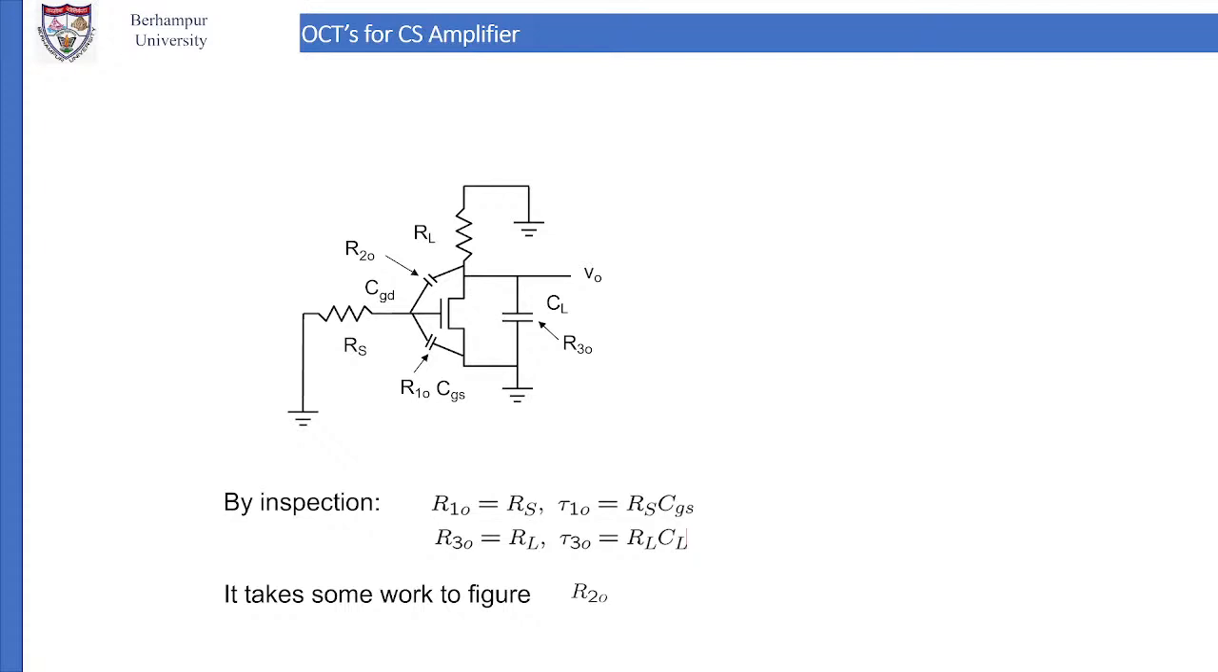Similarly, R30 is RL. Since R30 is equal to RL, tau 30 is equal to RL into CL. The only thing is, to find R20, some work is required to find the exact value. R10 and R30 you can find easily. For R20 you have two resistors, Rs and RL. Both are there. Therefore, it requires some work to figure out what R20 is.